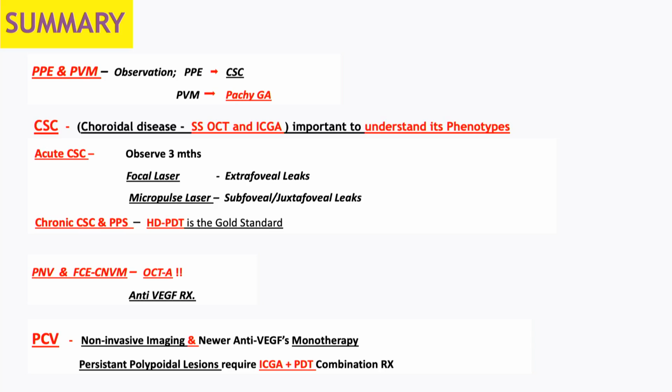So to summarize, it is important to understand the imaging criteria of pachyepitheliopathy, because these patients can develop CSC and vitelliform maculopathy, so they need very careful follow-up. They can proceed later to pachychoroid geographic atrophy. CSC with swept source OCT, the various phenotypes as well as the disease mechanism are being unraveled now. And for chronic CSC and the peripapillary pachychoroid syndrome, half-dose PDT is the current gold standard, as we saw in some of those patients.